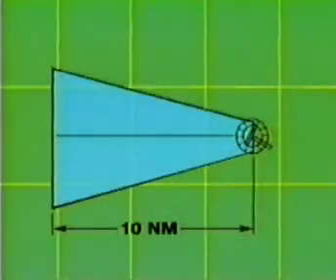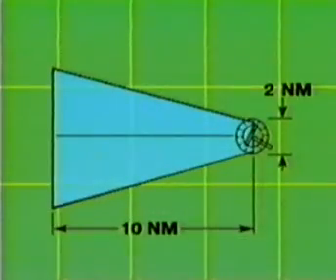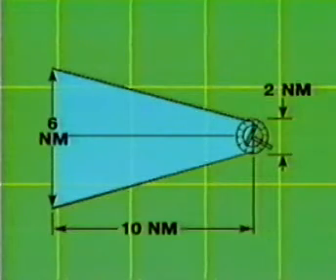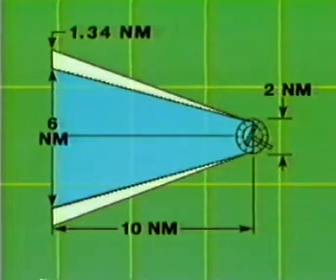The primary area is 2 miles wide at the facility, just like the VOR approach with an FAF, but it expands at a greater rate. In fact, it is 6 miles wide at the 10-mile point, compared to a 3-mile width on the other approach. The secondary area is 0 miles wide at the facility and extends to 1.34 miles on either side of the primary area at the 10-mile point.